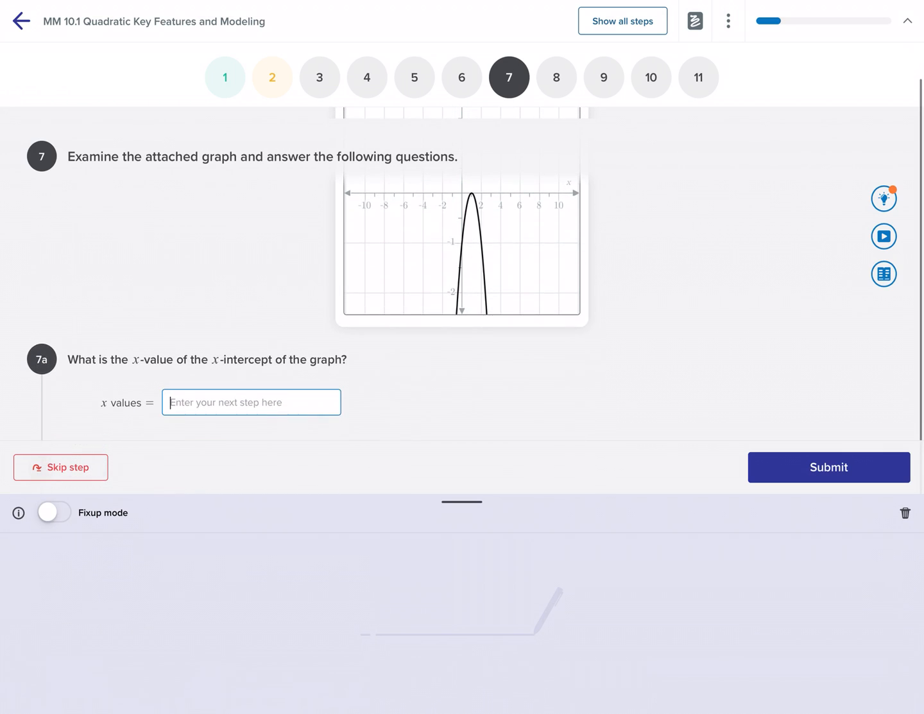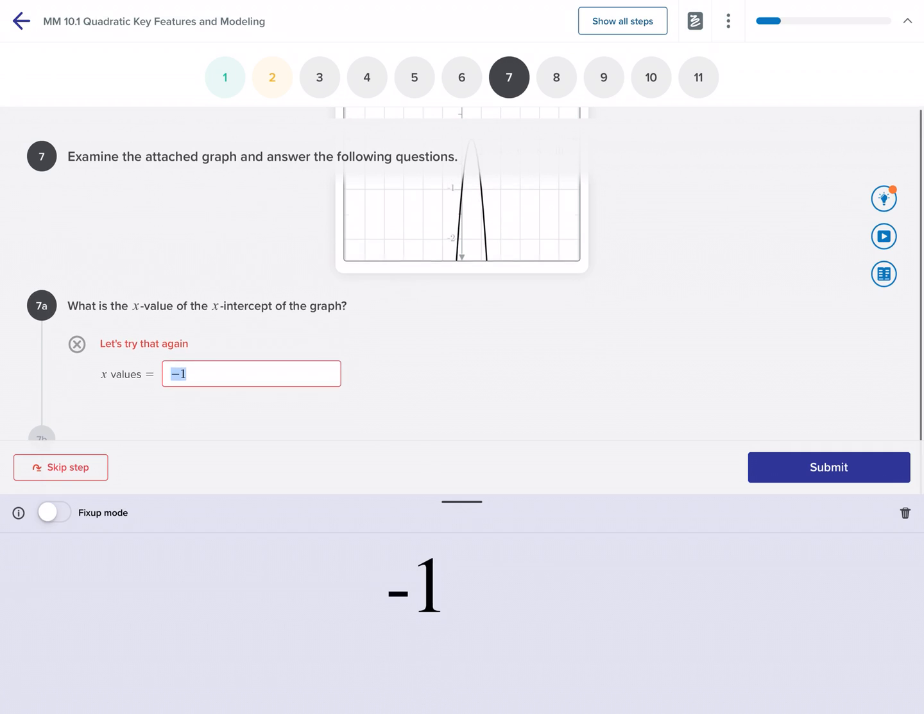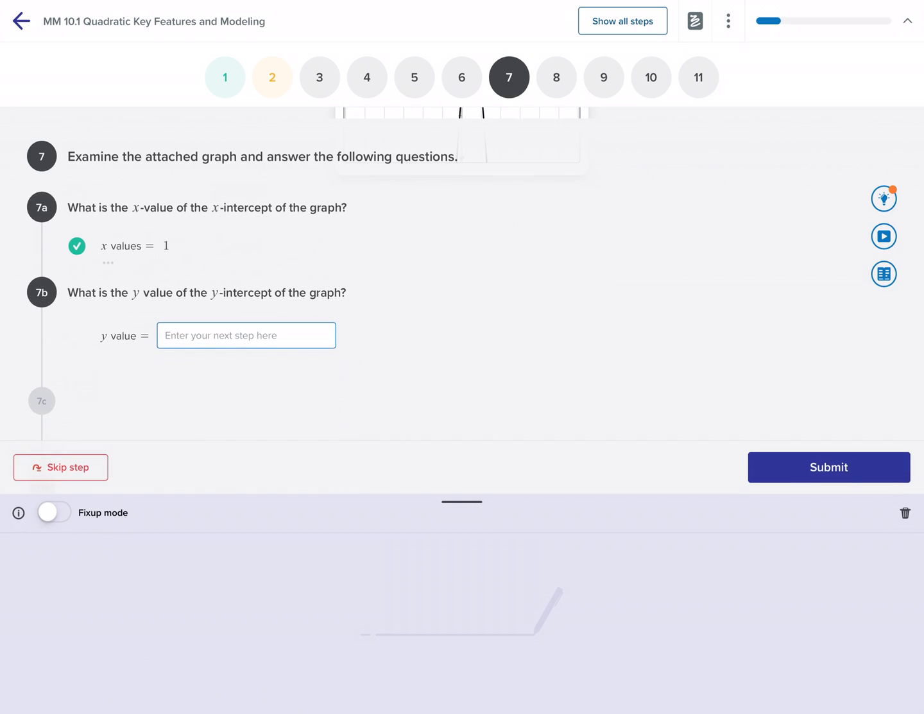Okay, it says find the x values. So it says what is the x value of the x-intercept? So here there's only one x-intercept. It's at -1. It says try again. Oh, +1, my bad. +1. Submit. Okay, got it.